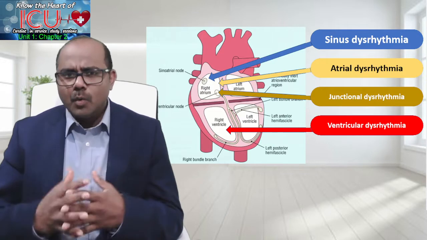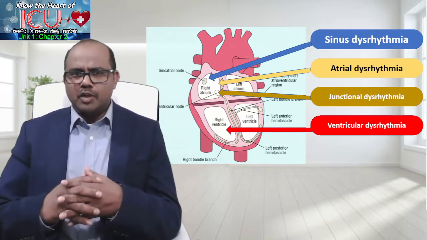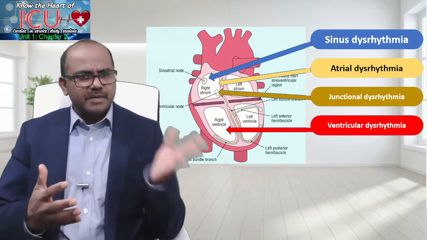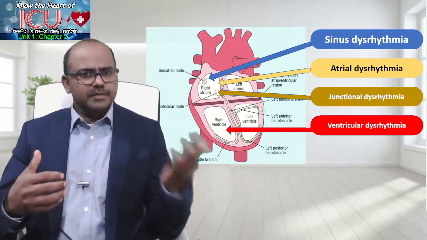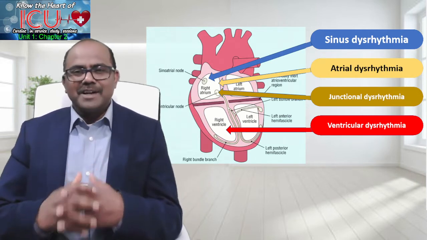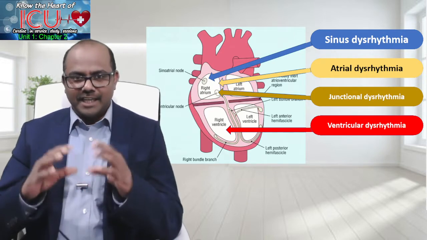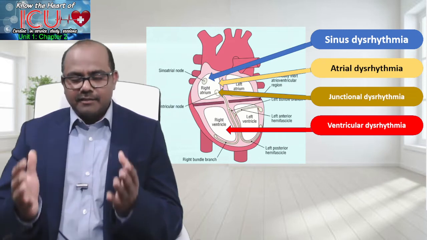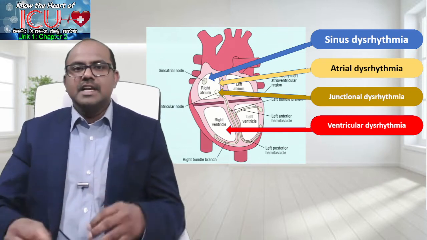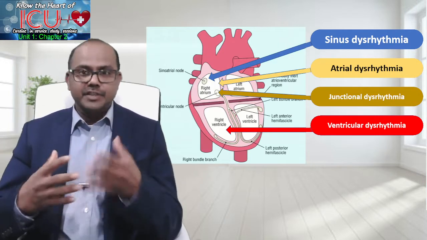But how will you know where the impulse originated from? When you see a QRS complex or a P wave, how do you know? Is it from the SA node or from the atria? Is it from the junction or from the ventricle? It's easy. If it's ventricle, it's very easy to identify. If the impulse originated from the ventricle, the QRS will be wide and bizarre. So it's easy to understand.